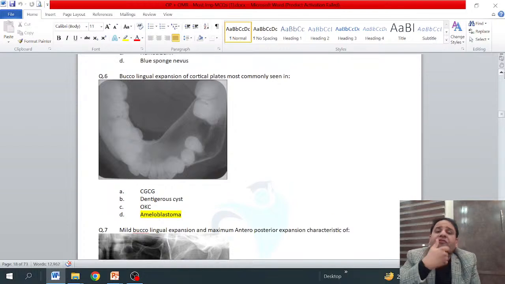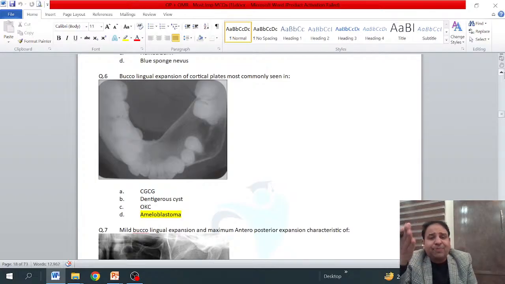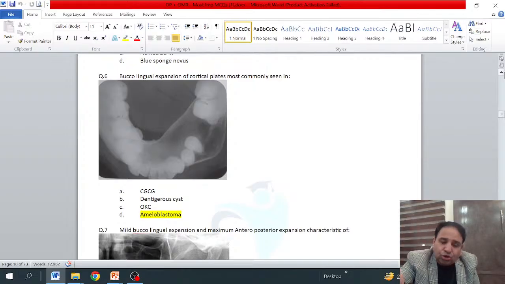They are showing a lot of buccolingual expansion of cortical plates and then they are asking the question: buccolingual expansion of cortical plates is most commonly seen in, and the answer is definitely ameloblastoma, because in OKC we do not have buccolingual expansion. But what do we have? We have anterior-posterior expansion. It expands anterior-posteriorly, right?